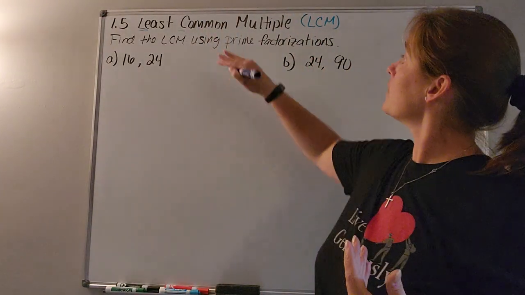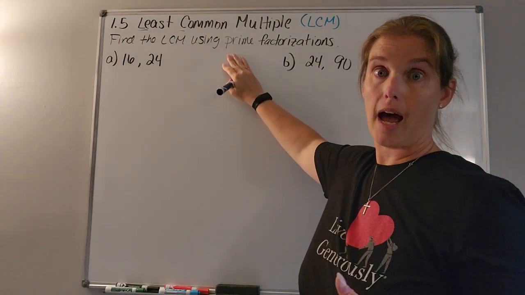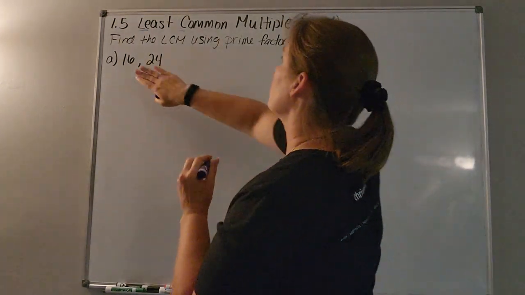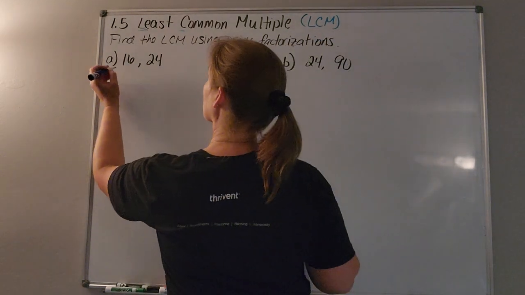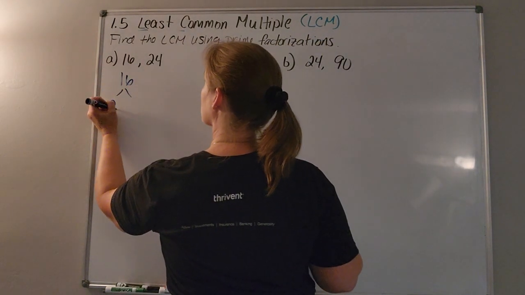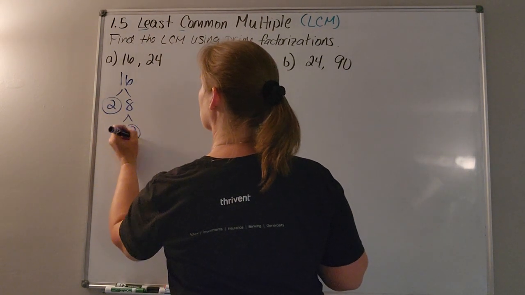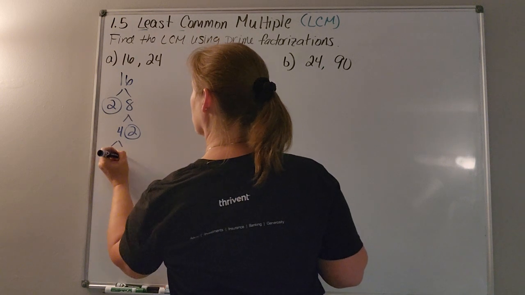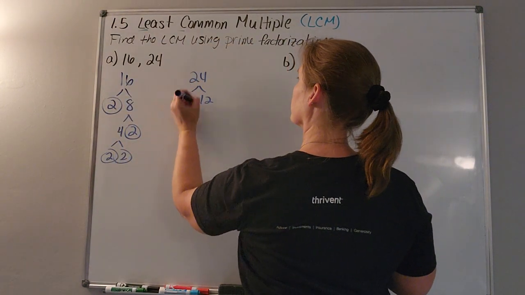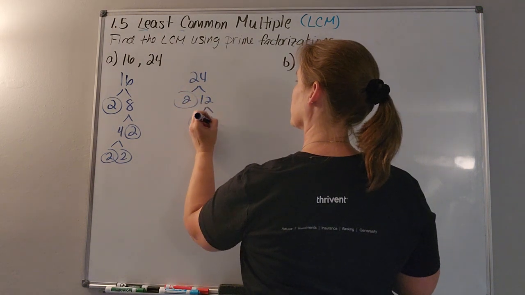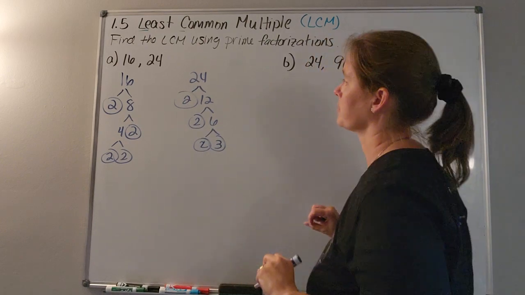Okay. So instead of using lists of multiples this time, we're going to prime factor and see how we use that to help us. So we've got 16 and 24. We want to find the LCM and prime factor. So 16, 2 and 8. 2 is prime, 8 is 4 and 2, 2 and 2. Okay. 24, 2 and 12, 2 and 6, 2 and 3.